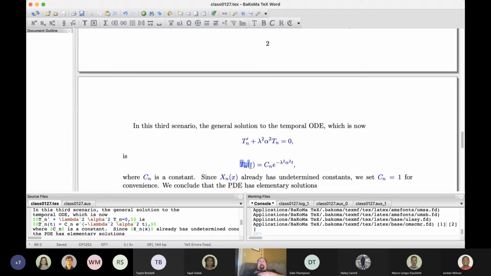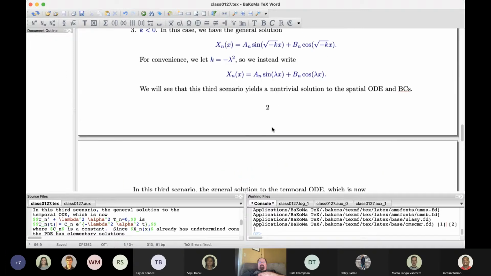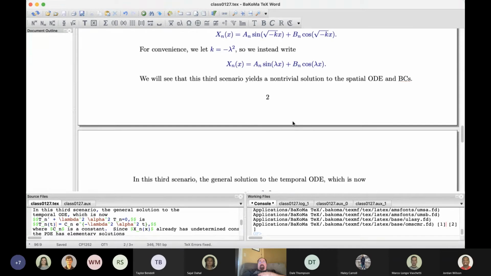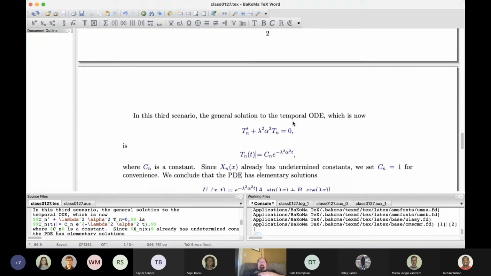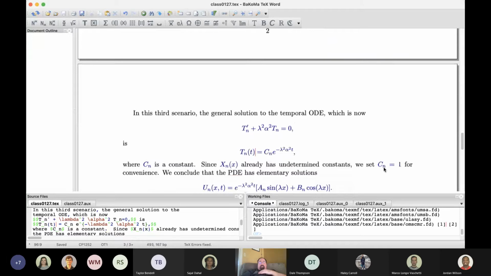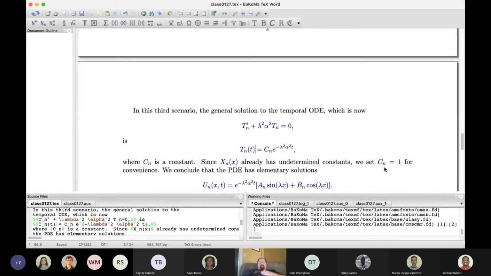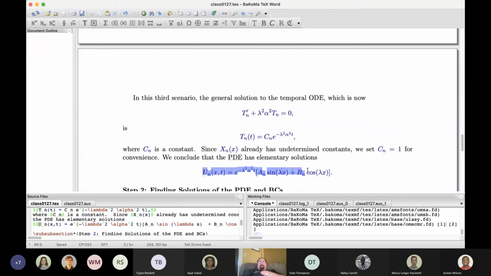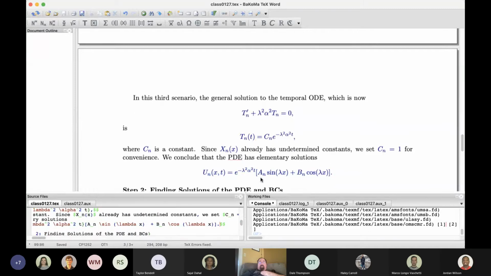But remember, Tn of t is going to be multiplied by xn of x, which also has arbitrary constants in them. So we don't need that many arbitrary constants. So we'll just set Cn equal to 1. So now this is a solution to the PDE for any positive value of lambda.